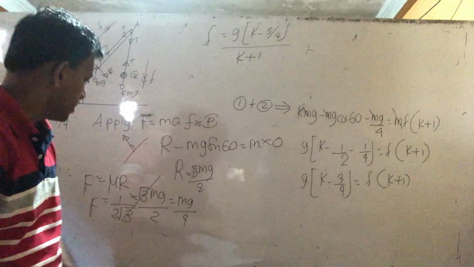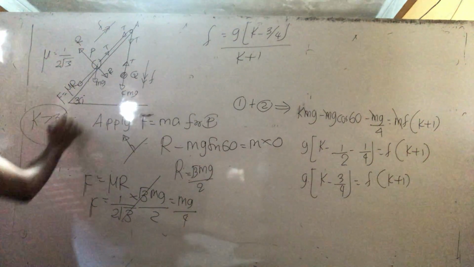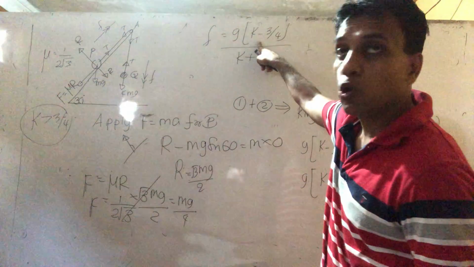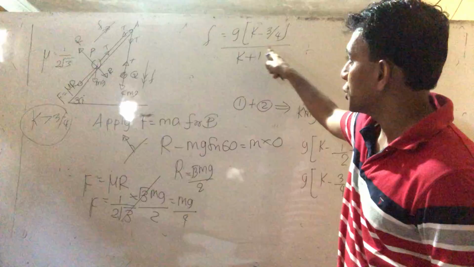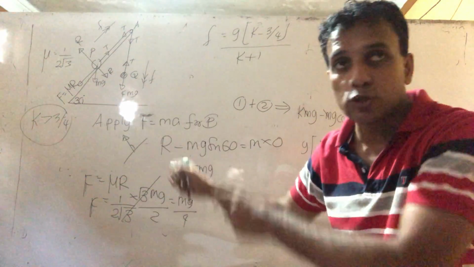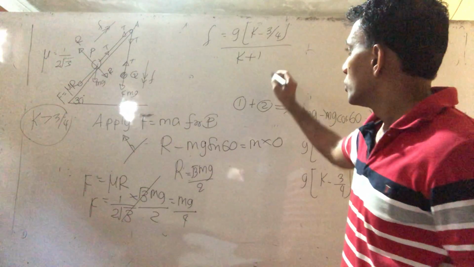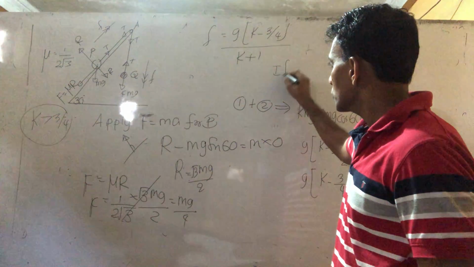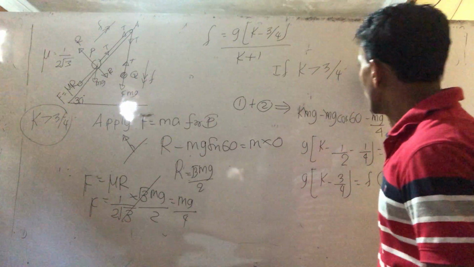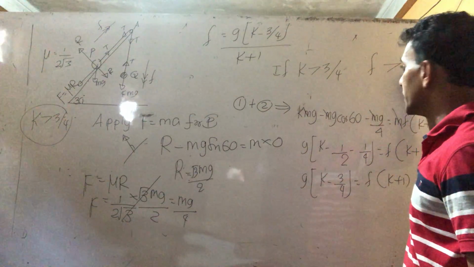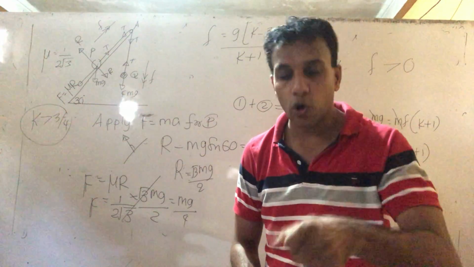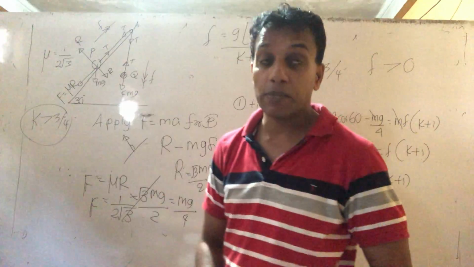Now they ask, if k is greater than 3 over 4, what happens? If k is more than 3 over 4, this is positive. K is larger than that, therefore the particle comes down as usual. We show the diagram. So if k is greater than 3 over 4, f is greater than 0, therefore particle Q descends or comes downwards. That's the meaning, right?